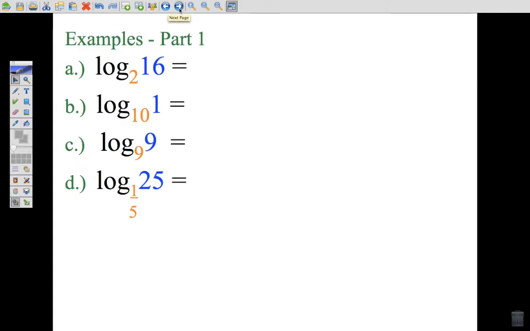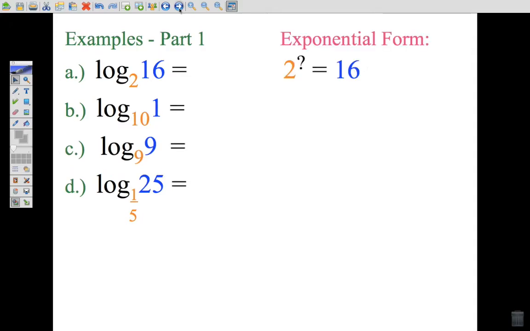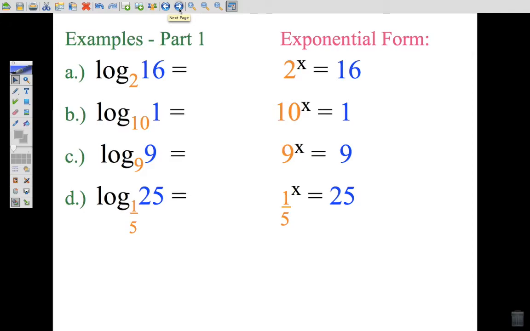As you try to evaluate each of these problems, these are all doable without a calculator. Be careful, don't pick up your calculator yet and hit that log button. That's not a log button that's going to work in these problems, and I'll show you why it will be a special scenario later on. But the mindset you should have as you look at line A is that 2 to some exponent should be equal to 16. Each of these problems you're thinking, what is the exponent? When you look at B, 10 to what exponent is equal to 1? Part C, 9 to an exponent is equal to 9. And D, a fraction to an exponent is equal to 25.